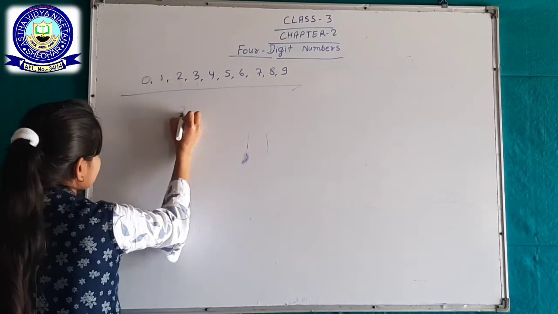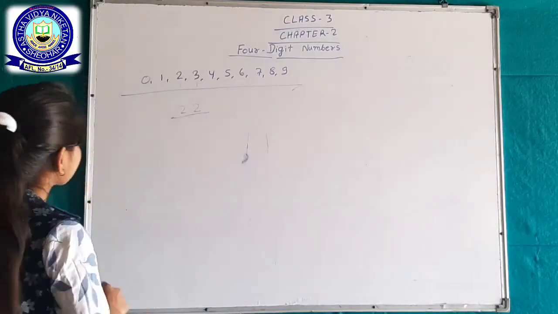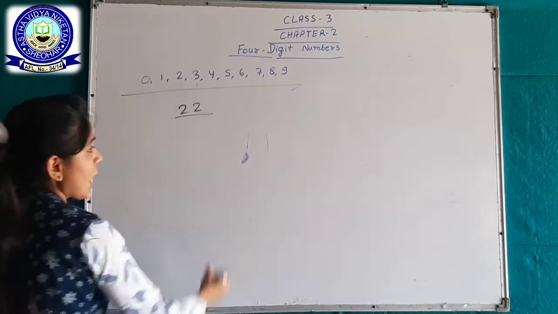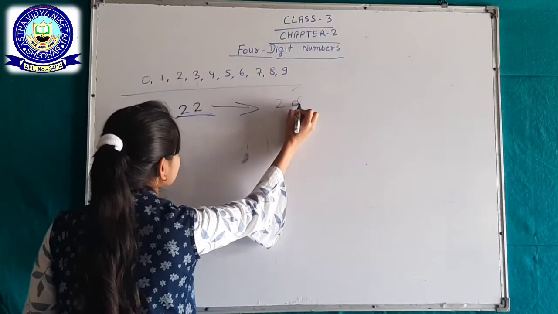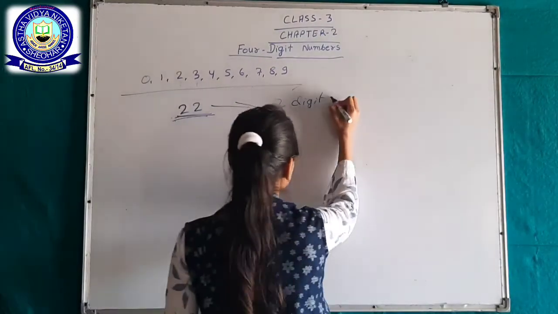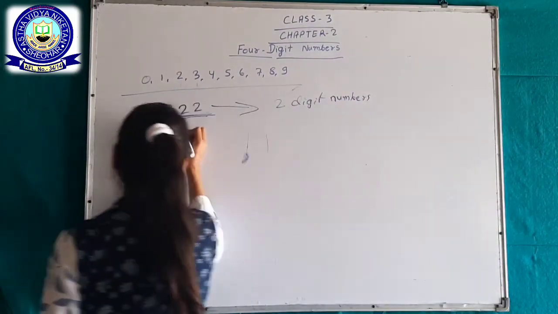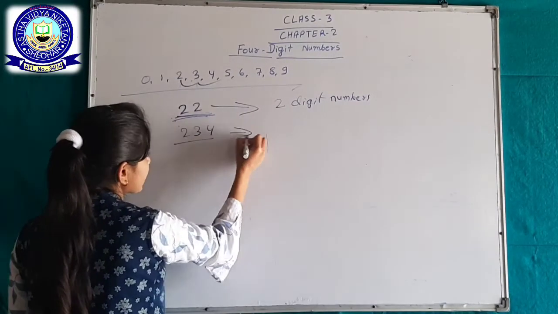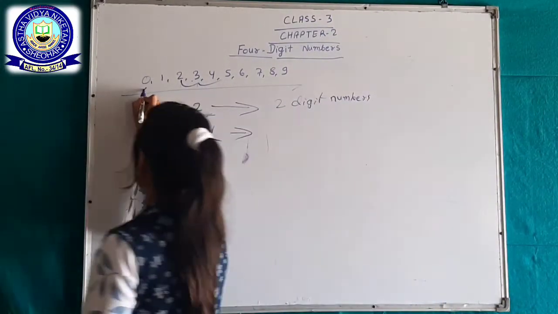When two digits appear together, that is called a two-digit number. When we write two digits together, that is called a two-digit number. And when we write three digits together, like 234, it is a three-digit number.